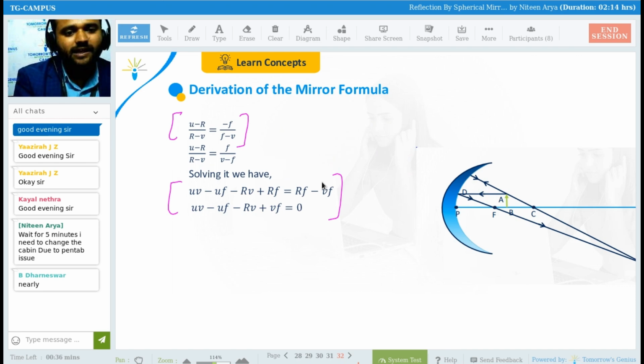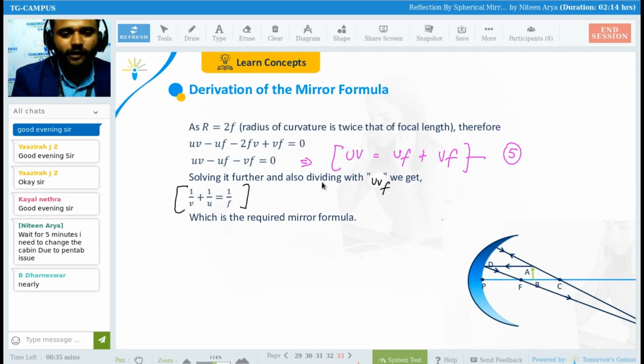multiplying, U minus R equals V minus F, R minus V equals F. So we get this. Then UV minus UF minus RV minus RF. So RF cancel each other because both are the same. Minus of VF converted into the positive VF. So UV minus UF minus RV plus VF. Clear? Equals 0. As we know, R equals 2F, radius of curvature in terms of the focal length.